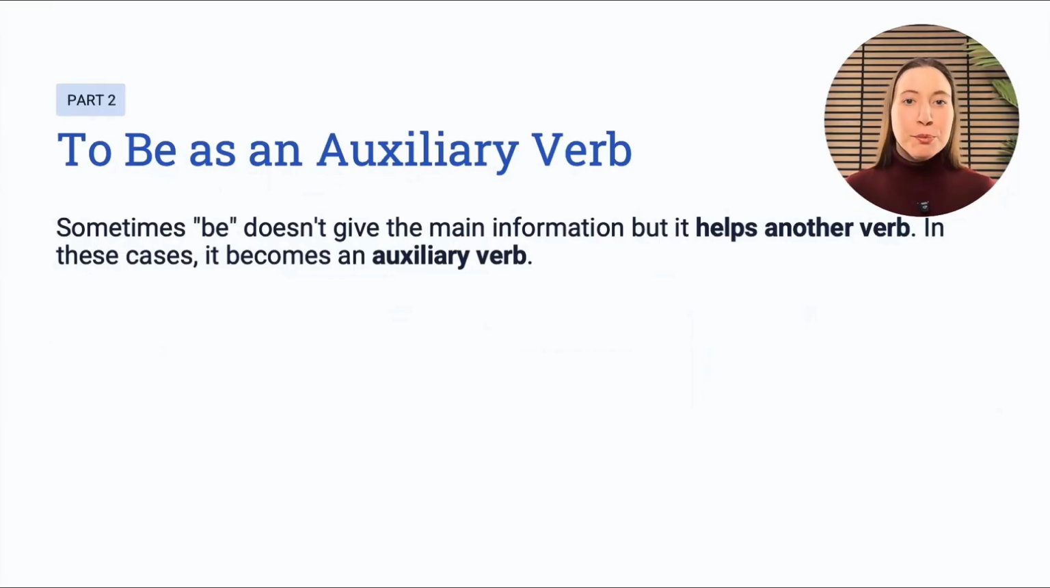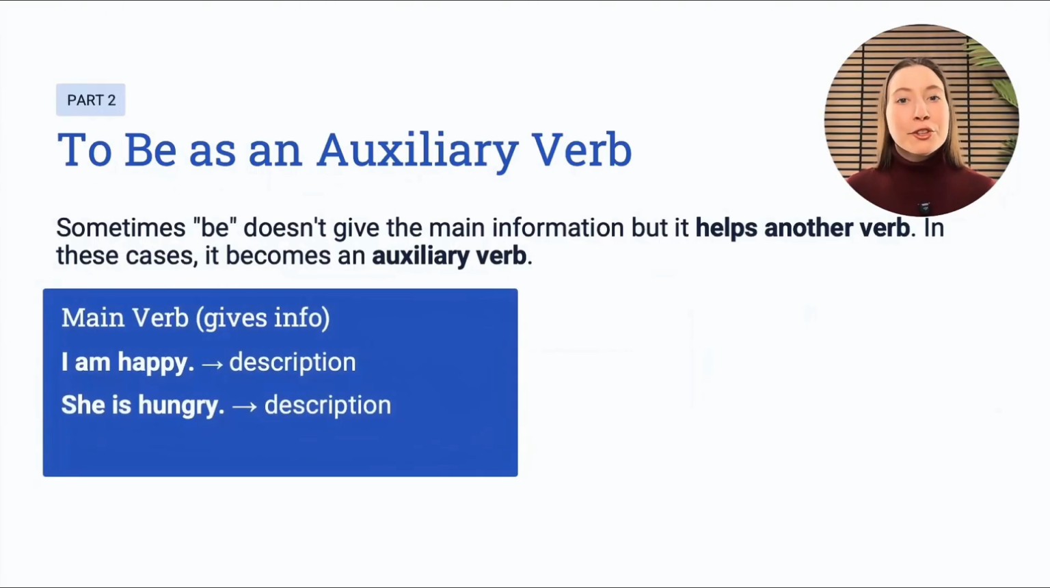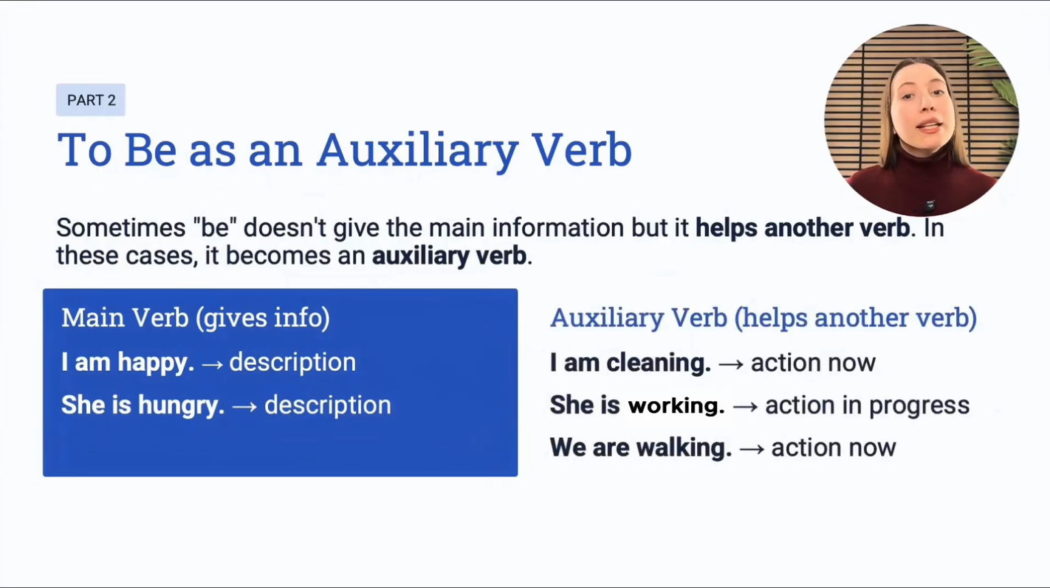Besides being a main verb, to be can also be an auxiliary verb. In the previous examples, the verb to be gives the main information in the sentence. So in these sentences, am and is carry the main meaning. But sometimes be is there not to give the main information, but to help another verb. In these situations, be becomes an auxiliary verb. For example, I am cleaning, she is working, we are walking.